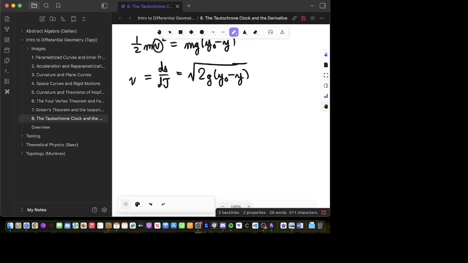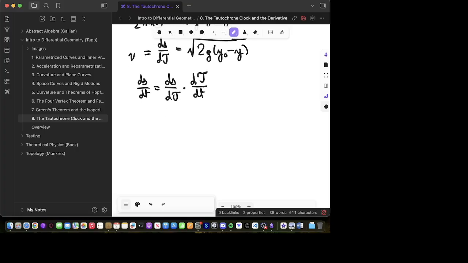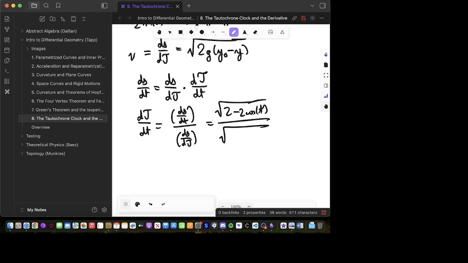So the single variable chain rule says that we have ds over dt equals ds over d time times d time over dt. Because remember, time and t are separate variables here. It might be a little bit confusing, but so what we can do is we can solve for d time over dt, which is equal to ds over dt over ds over d time, which is equal to the square root of 2 minus 2 cosine t over the square root of 2g times y naught minus y.